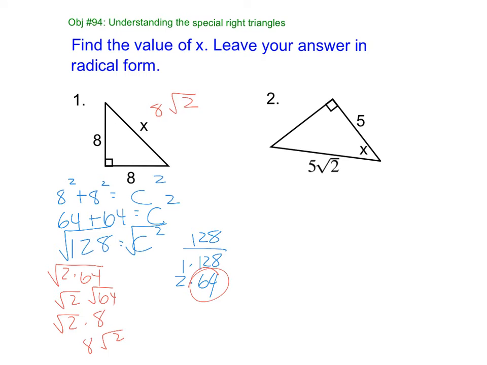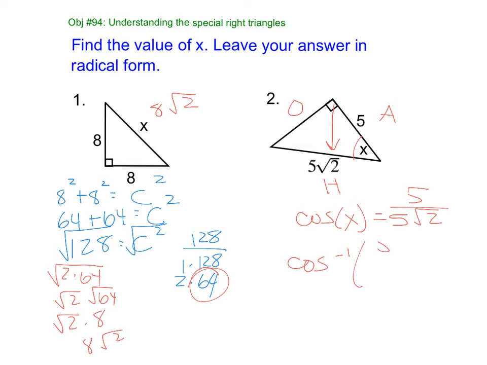What do you notice? So this one, we're finding our angle. So we can do trig with this one if you want. So we have our hypotenuse. We have our opposite. We have our adjacent. So we get cosine, right? Cosine of x equals adjacent over hypotenuse. Do our inverse cosine, 5 over 5 root 2, and you get 45.